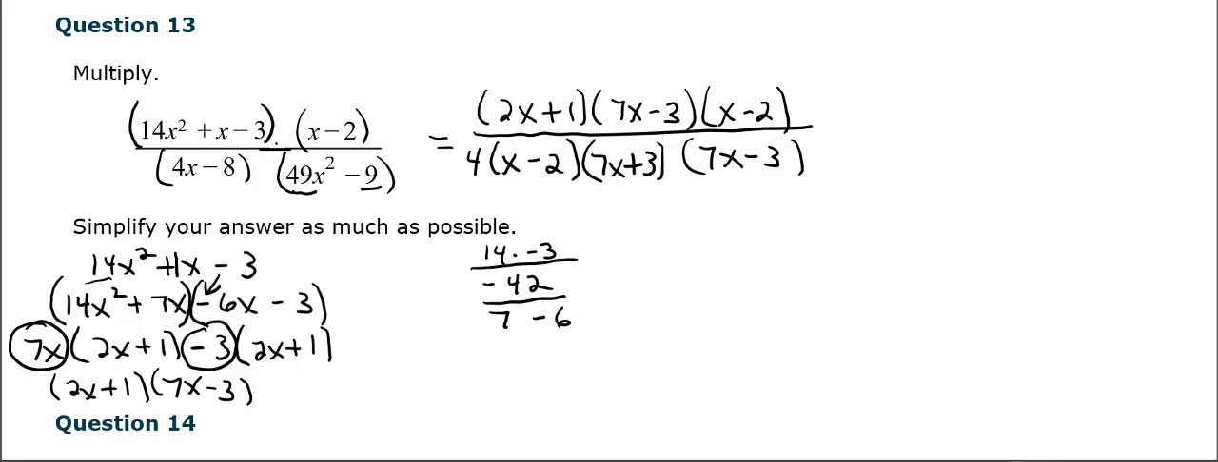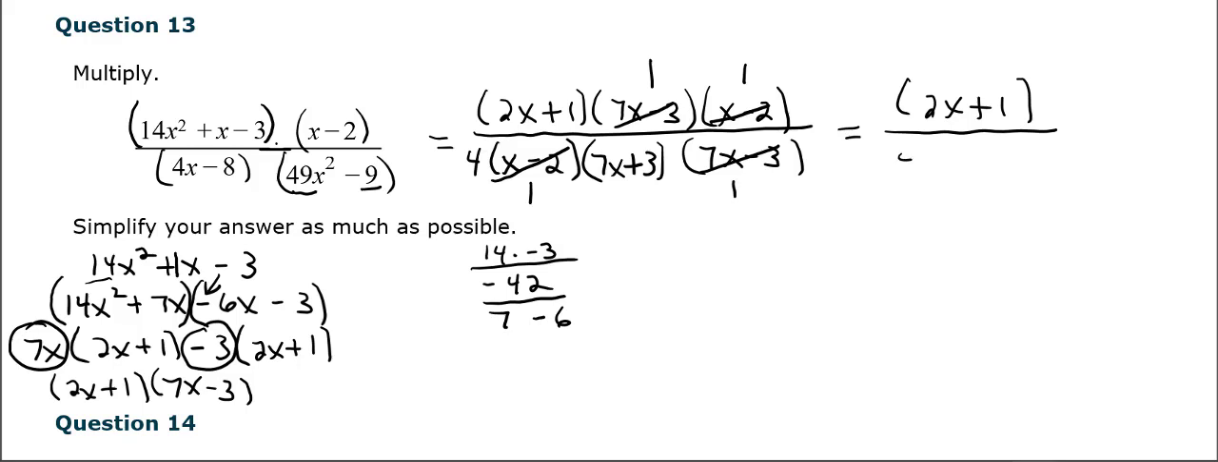And now we'll reduce by looking for common factors. So I see that both numerator and denominator have x minus 2. They also have 7x minus 3. And that's all they have in common. So in my numerator, I have 2x plus 1. And in my denominator, I have 4 and the factor 7x plus 3. So my final answer would be 2x plus 1 over 4 times (7x plus 3).